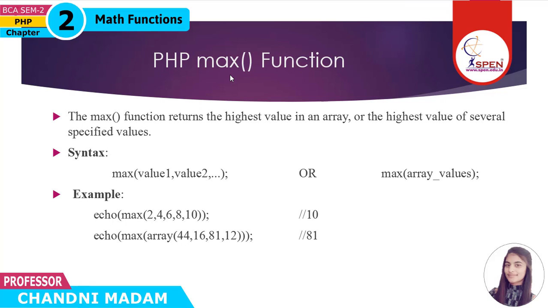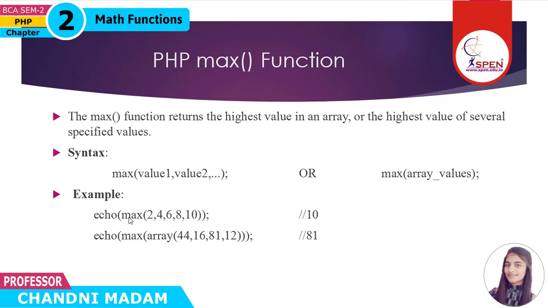Our next function is the max function. This function finds the highest value among all numbers. The max function has two syntaxes. The first syntax indicates that we pass values one by one, like value 1, value 2, value 3, up to n. We can also pass an array value.